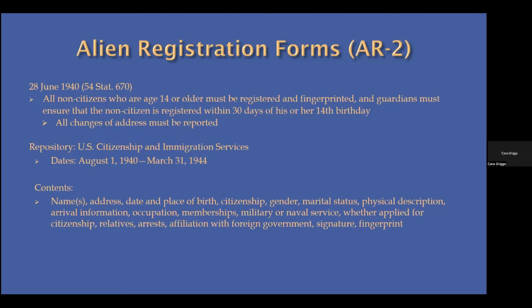Beginning on August 1st, 1940, the United States attempted to register all immigrants over the age of 14 who had not been naturalized. Information on the registrations included name changes, residence, birth information, marital status, physical description, arrival information, employment information, membership in organizations, military service, arrest records, naturalization information, and even fingerprints. And these records were called alien registrations.